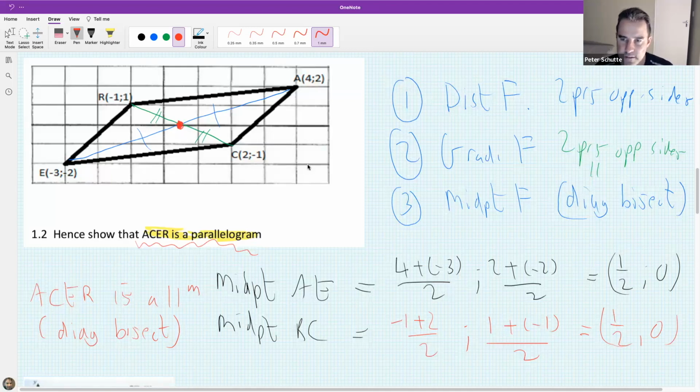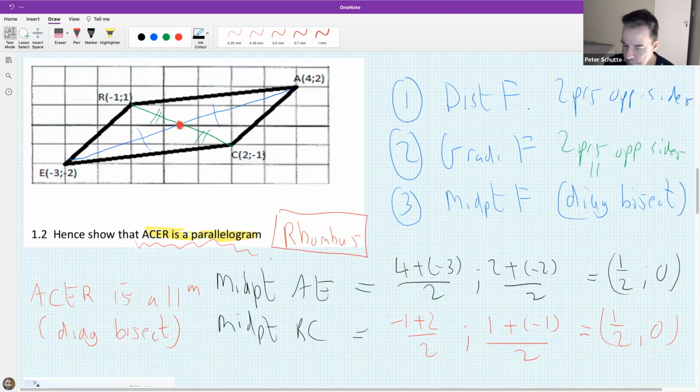Now, sometimes, instead of asking us to prove something's a parallelogram, they ask us to prove that something is a rhombus. And a rhombus is a more specialized parallelogram. It's got equal sides, and it's got diagonals that bisect at 90, etc. And so I'm pretty sure this isn't a rhombus, but I'm just going to show you, if I wanted to try and prove it is a rhombus, what would I need to do?